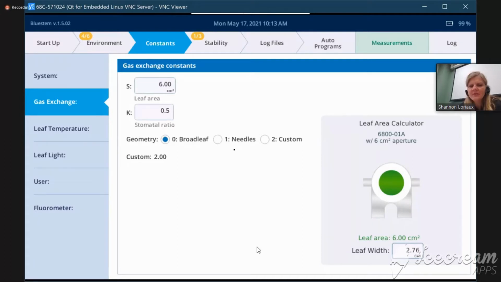Do you all remember why we need to know boundary layer conductance from what Elizabeth shared this morning? It's late in the day to give you a quiz.